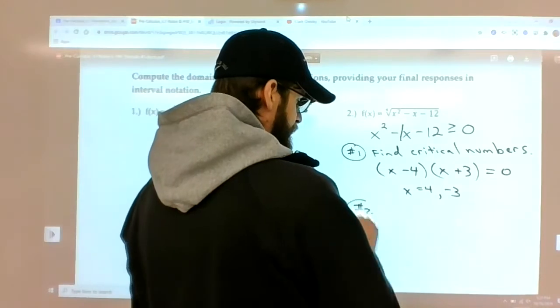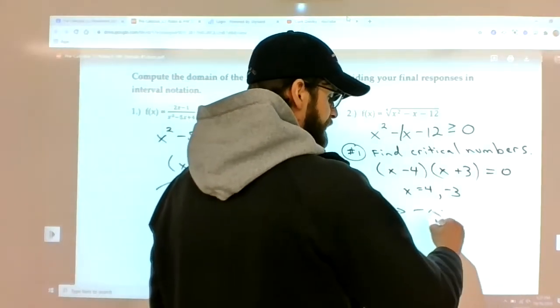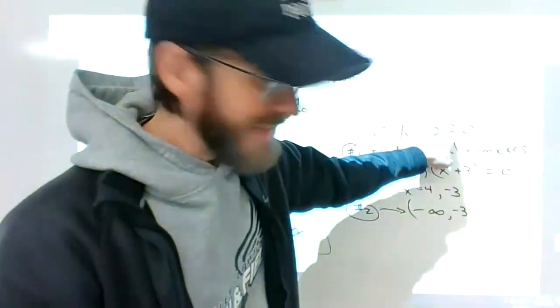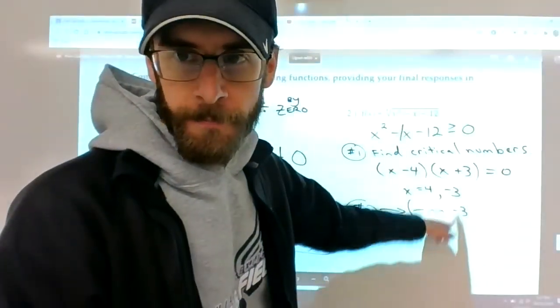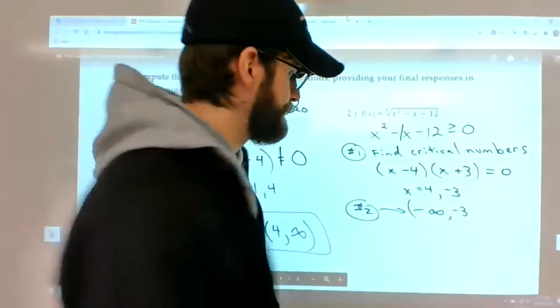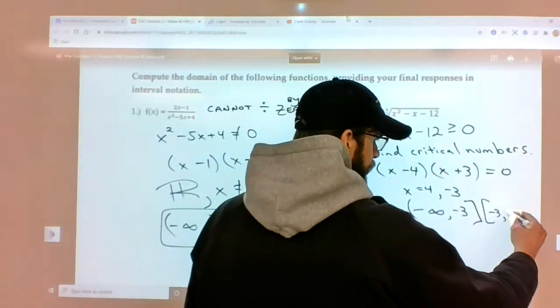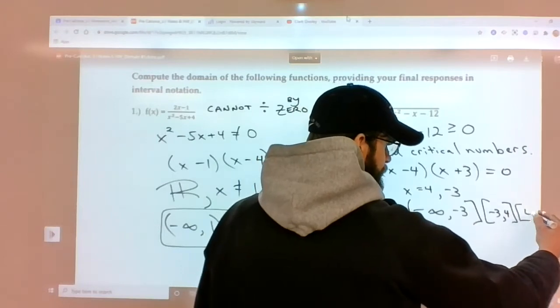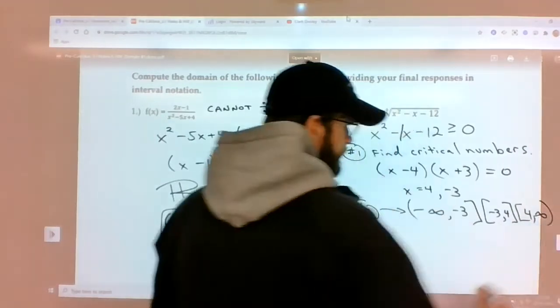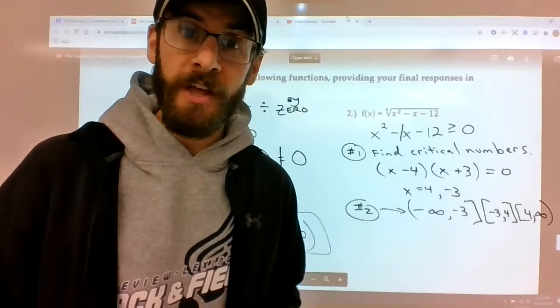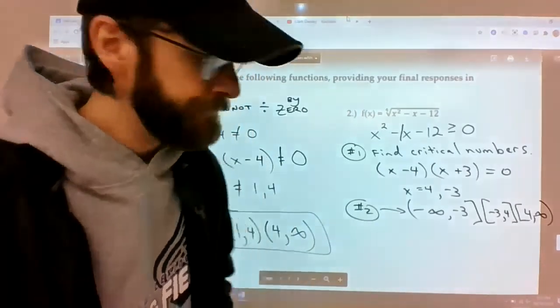So step 2 is where you set up the intervals. Start at negative infinity, go all the way to negative 3. You want to bracket it because it has an equal to for the 0. Bracket. And then you go bracket negative 3 to 4, and then bracket 4 to infinity. The negative 3 and the 4 are not the domain issues, so that's why I'm not putting parentheses around them.